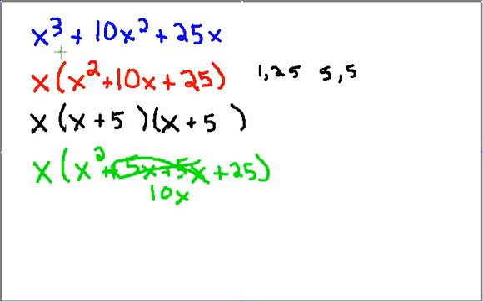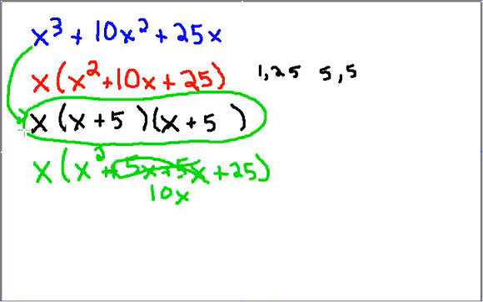So if we were told, what is the factorization of x to the third plus 10x squared plus 25x? It is x times x plus 5 times x plus 5. And we could, in fact, rewrite that as x times x plus 5 squared. That x plus 5 in parentheses squared is the same thing as x plus 5 times x plus 5.